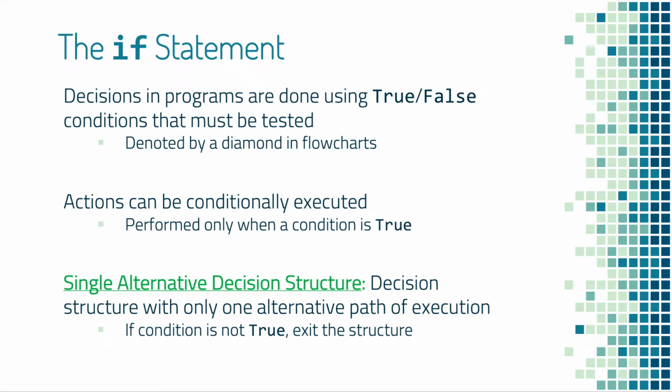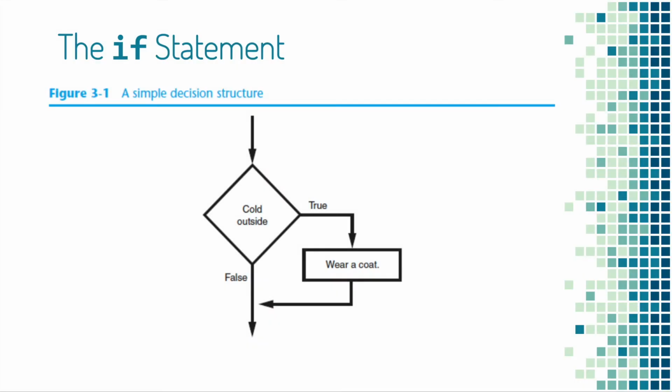Now this is an example of what's called a single alternative decision structure. What this means is, with the if statement, we only have one alternate path we can use. We either do the extra stuff in the if statement, or we don't. So it's a single alternative decision structure. So here's an example of the flowcharts. If it's cold outside, if that is true, then we wear a coat. If it's false, we skip wearing a coat. We just don't do that. So again, with the if statement, we're asking the question: if this is true, we'll do this. Otherwise, we skip it.